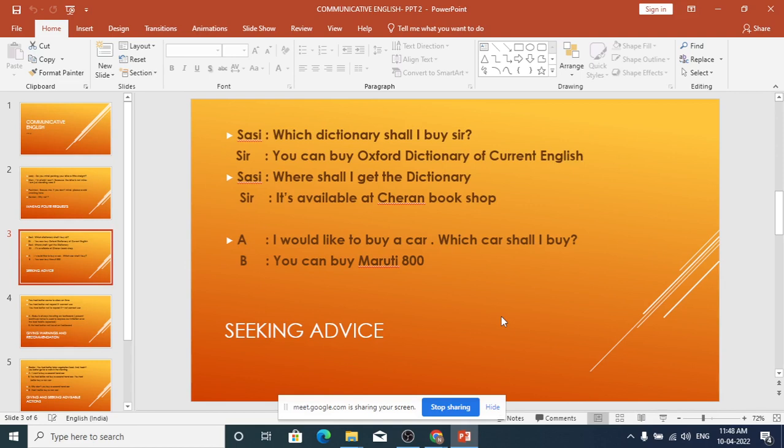Okay. Now can anybody read this slide? Raja, you can read this. Or Abhinesh. Sasi, which dictionary shall I buy, sir?